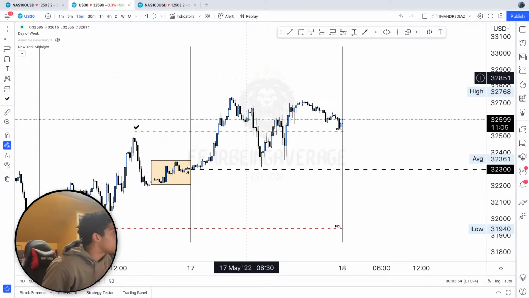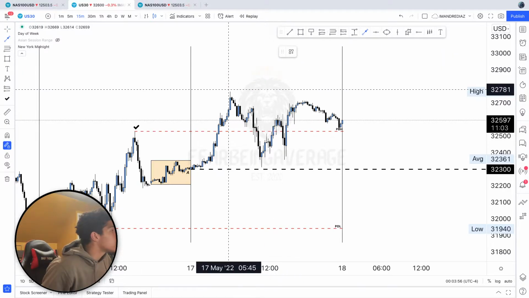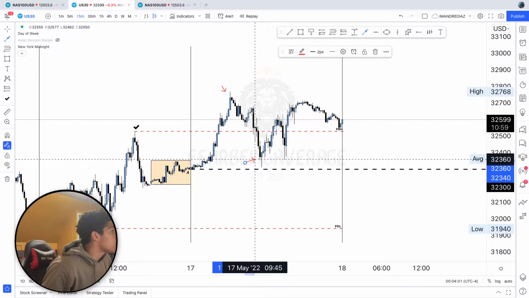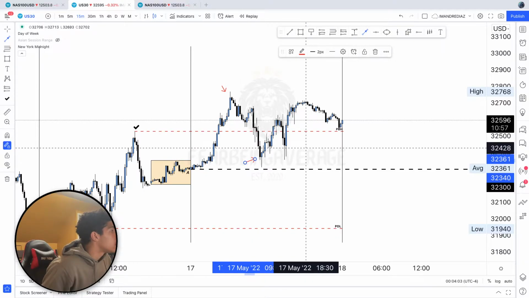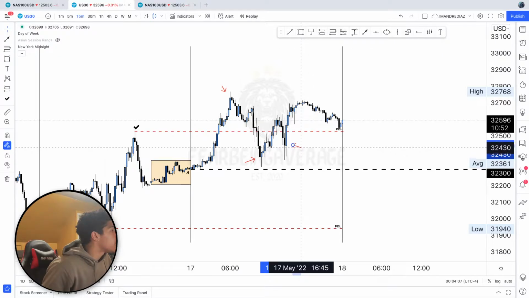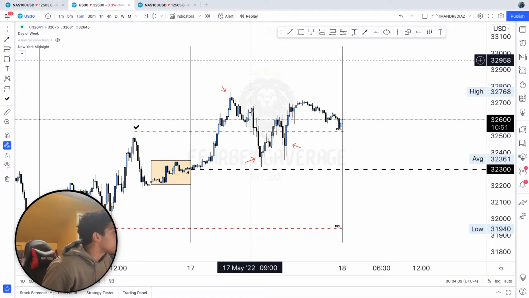So now I want you guys to pay attention to a few areas in price. I want you to pay attention to this high, this low, and this low right here. These are going to be the main important parts. Why? I'm about to explain right now.